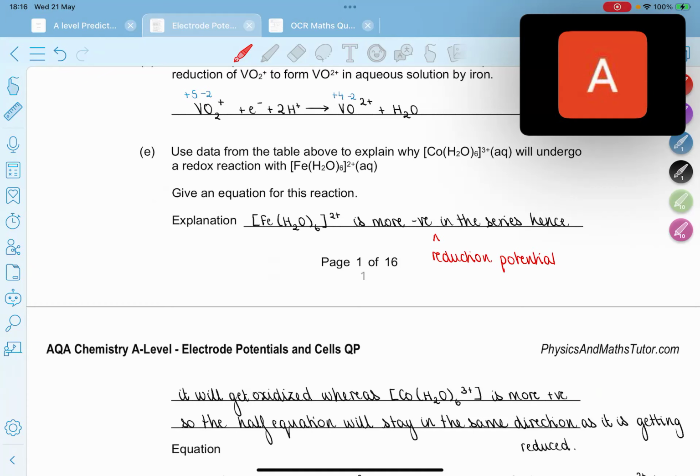Who undergoes reduction? Tell me, more positive or more negative? More positive. So do you write oxidation potential? No. This is okay. Up is okay. But down also you have to write reduction potential. Both are reduction potentials, right? The more positive one will have the more positive reduction potential. Are you getting confused?